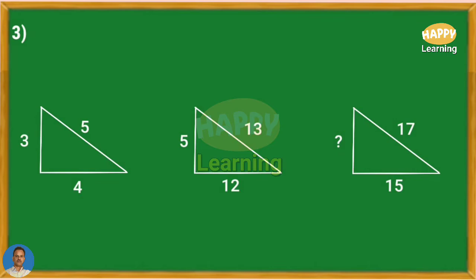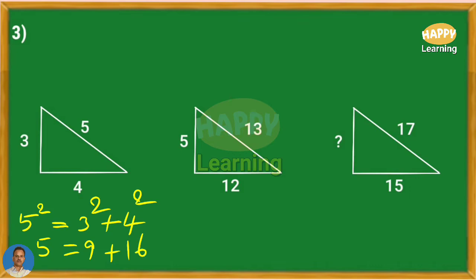So by first look we can understand that this is a right angle triangle. So the sides of a right angle triangle are related by Pythagoras theorem, that is hypotenuse square is equal to side square plus side square. So here 5 square is equal to 3 square plus 4 square. So this is 25, this is equal to 9 plus 16, condition satisfied. So Pythagoras theorem condition is used in this diagram.